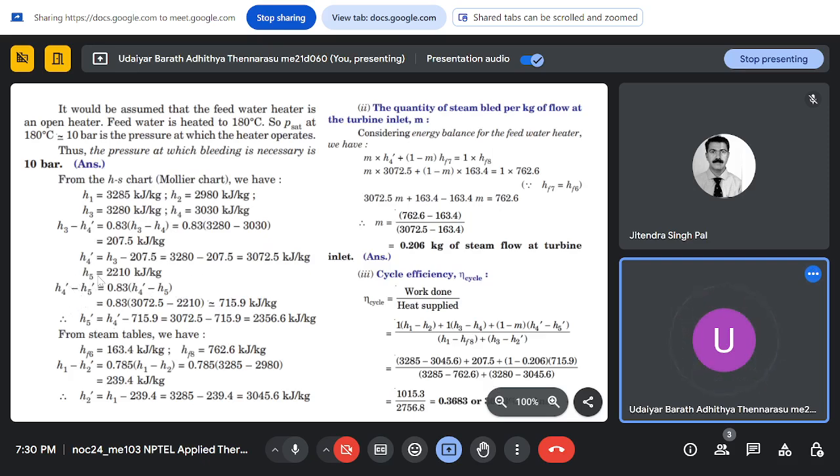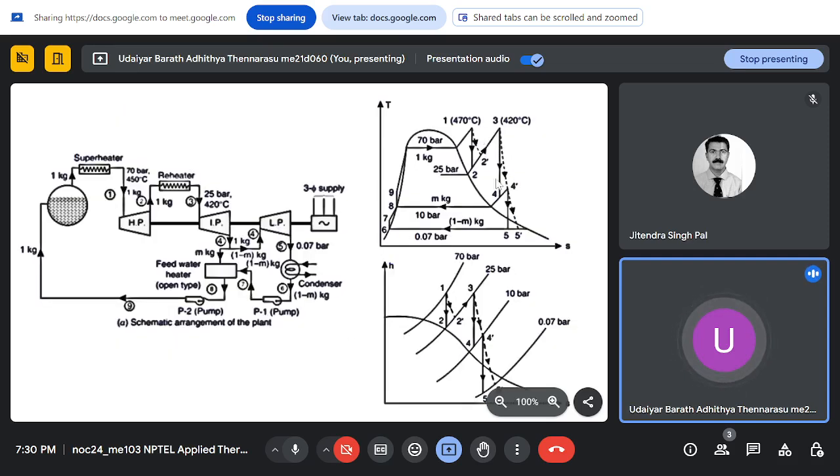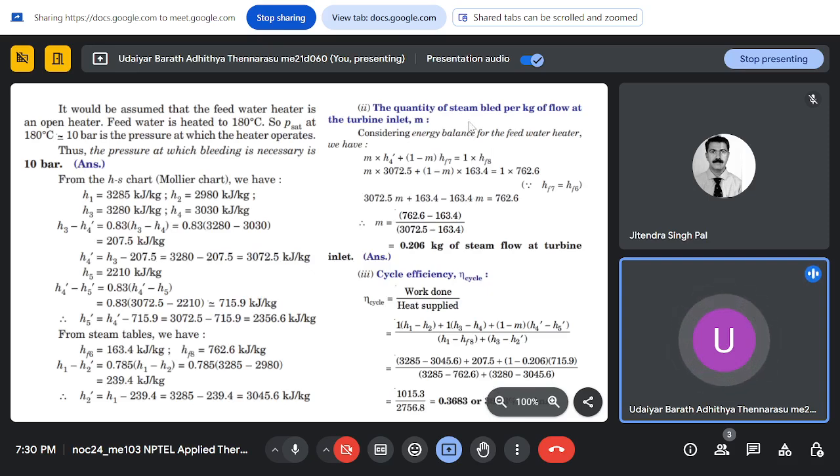We have found H5 using an isentropic process. In an HS diagram you can straight away find it out, in the steam table also, and then using that we can find the actual enthalpy H5 dash, which is 2356.6. So we have found out all the enthalpies across the turbines. Next is the second question, the quantity of steam bled per kg of flow at the turbine inlet.